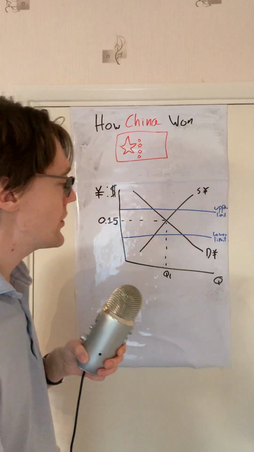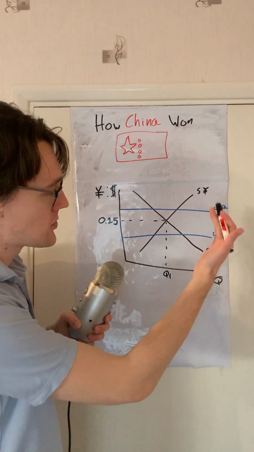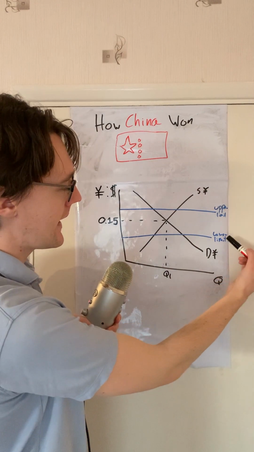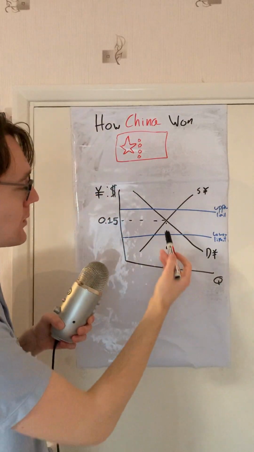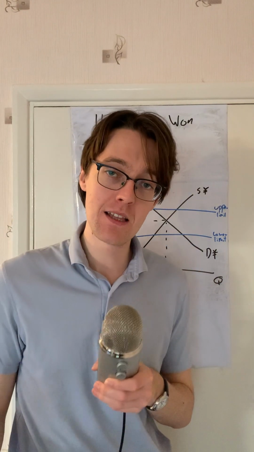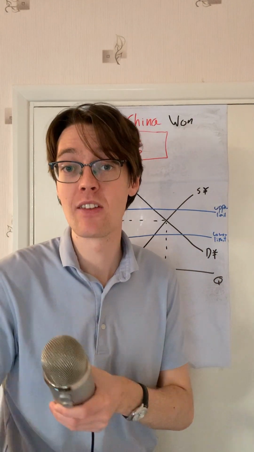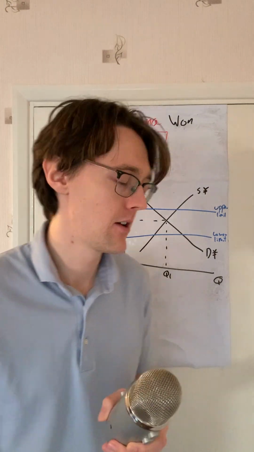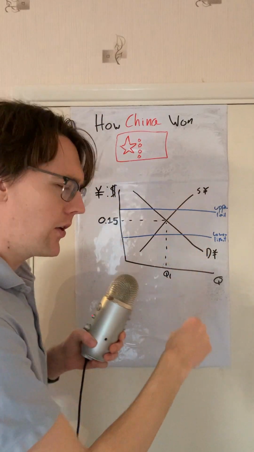So to do this, what the Chinese central bank do is they impose two limits. So they impose an upper limit and a lower limit. And they are basically happy to allow the currency to fluctuate anywhere between these bands because they've set up these limits in order to get that positive effect to trade and to Chinese growth. But what happens if we go above or below these limits?